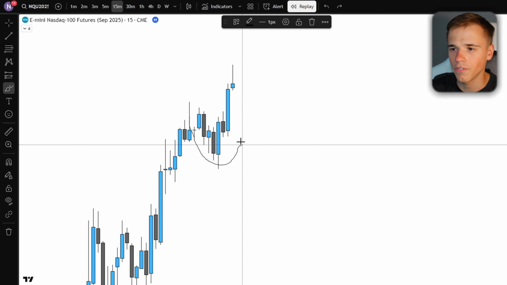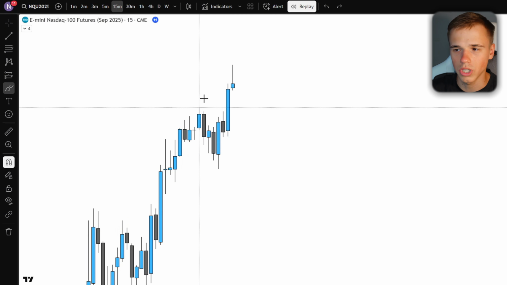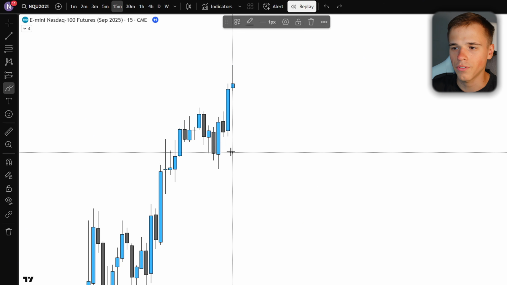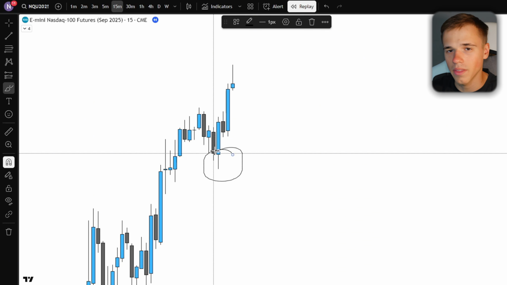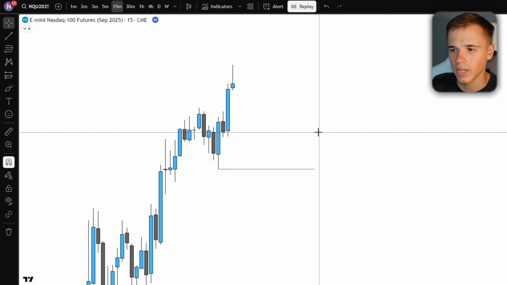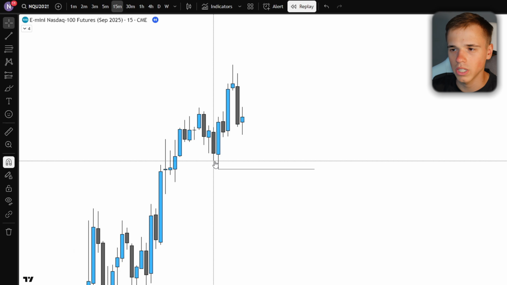Then we have a beautiful correction right here, which is of course the correction, and then we have another structure to the upside like this. And of course, we said that liquidity is at the bottom of the correction, so we are going to just mark out this liquidity like this. And what are we gonna do? We are going to wait for a pullback and a manipulation of this liquidity.